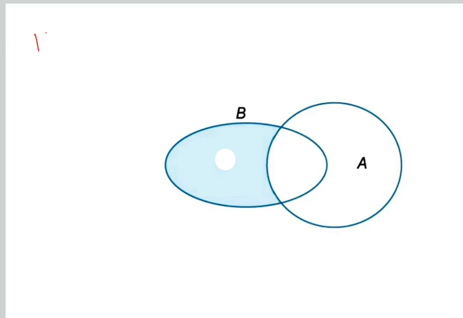The 11th one. This is B minus A. That means X belongs to B, but X does not belong to A. We can write this as B intersection A dash. B minus A equals B intersection A dash.